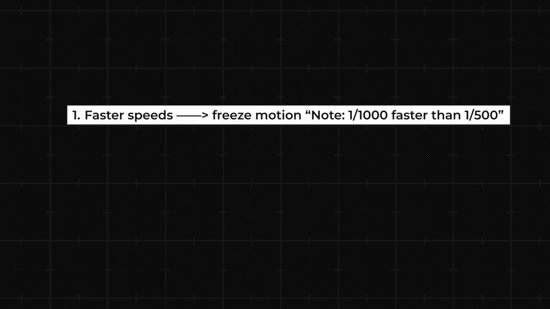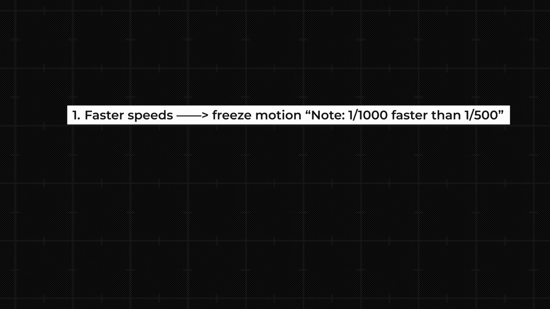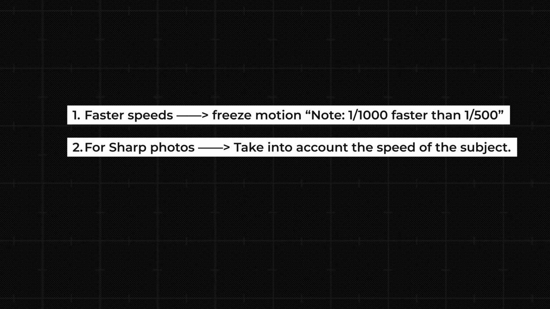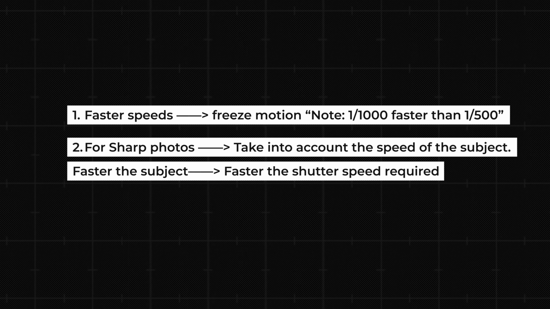Now that we have a broad understanding of shutter speed, let's solve these 5 examples, at the end of which I'm sure you will feel a little more comfortable with this entire topic. Now, things to keep in mind before we solve these questions. Point number 1, fast shutter speeds freeze motion. Remember, 1/1000 is faster than 1/500. Point number 2, to get sharp photographs, set the shutter speed relative to the speed of the subject. Faster the subject, faster the shutter speed required to freeze its motion.